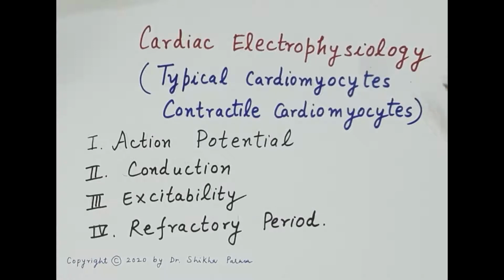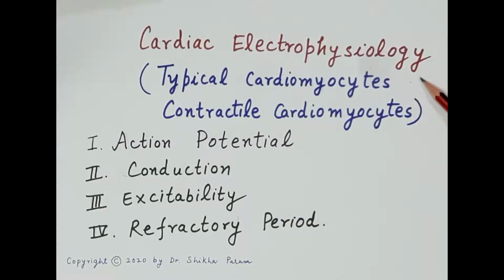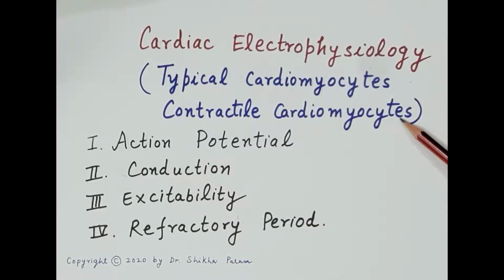Now we all know that there are two types of cardiac cells. One are the specialized cardiac cells called the pacemaker cells, and the other are the normal typical cardiomyocytes, that is the contractile cells. In this session we are going to discuss the cardiac electrophysiology of typical cardiomyocytes, that is the normal cardiac contractile cardiomyocytes.